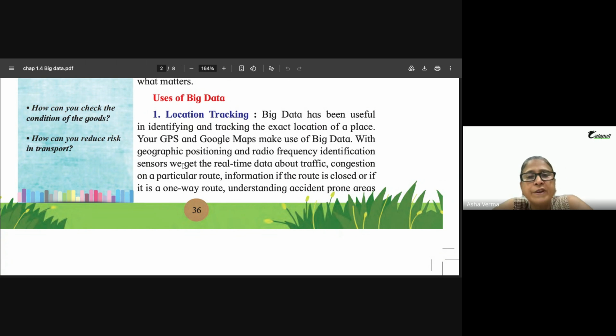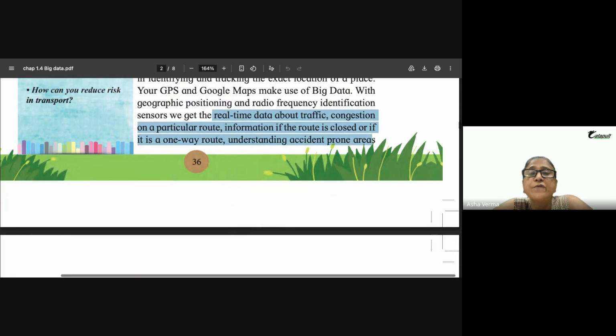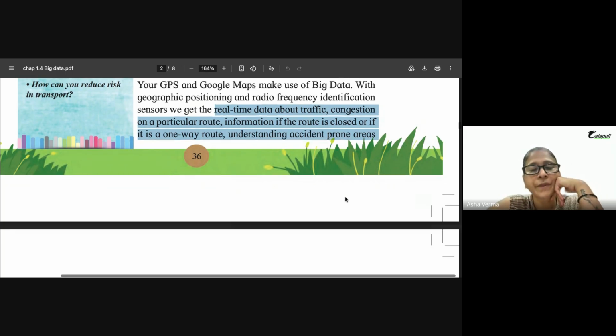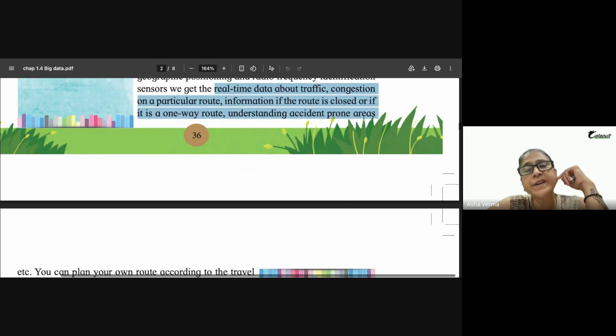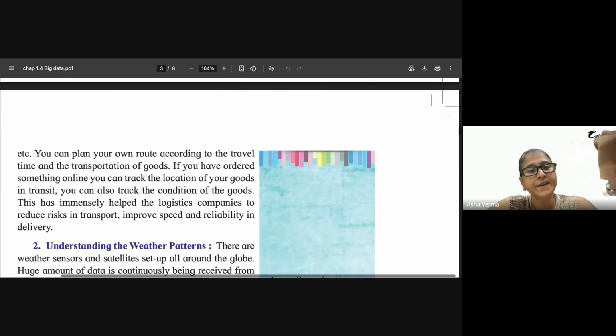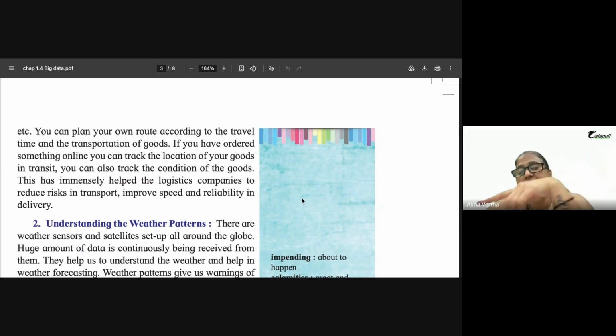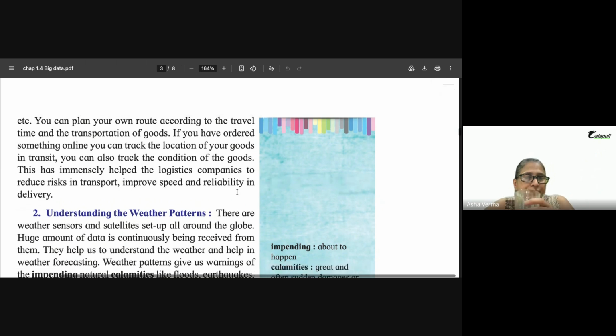That is why they're able to give you real-time data on traffic, congestion on a route, information if some route is closed, or there's an accident on some route, or there's some route which is one way. All this information is given in real time. That means real time means while it is happening. This is not something you can upload in advance, right? If I have to go 1 hour later, it won't help if I see the traffic right now. I have to see the traffic 1 hour later only, right?